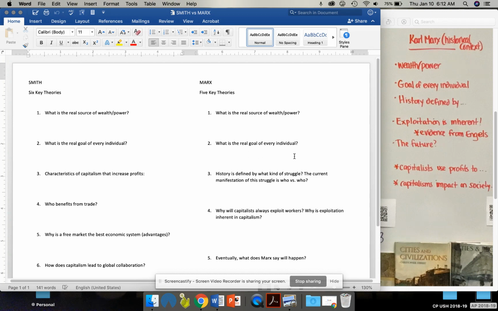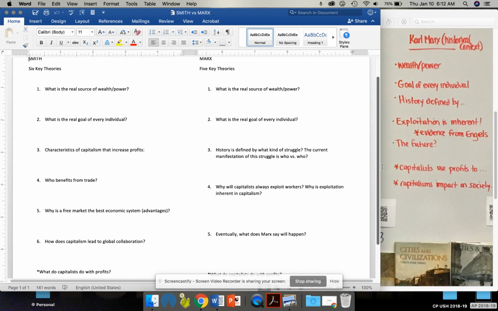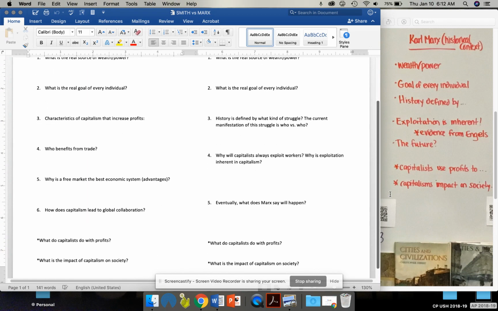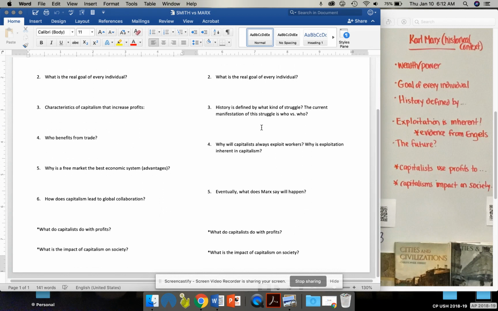Now, this also does make sense, though, why some countries are going to embrace communism later on, because they do believe in the good of the community as opposed to individual wealth. Number three, history is defined by what kind of struggle, and the current manifestation of that struggle is who versus who? So Marx, of course, we discussed this, is going to say that history is defined by a class struggle.